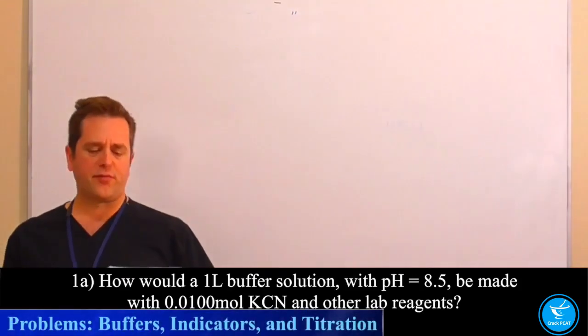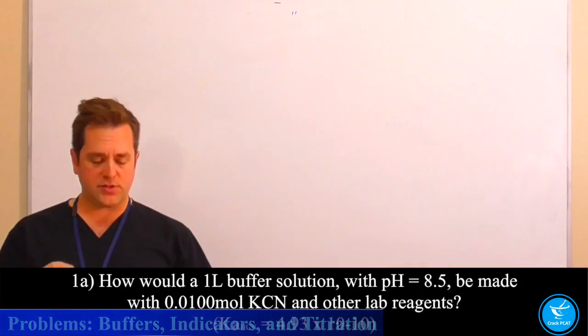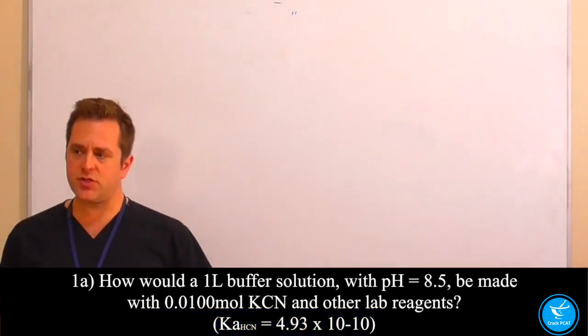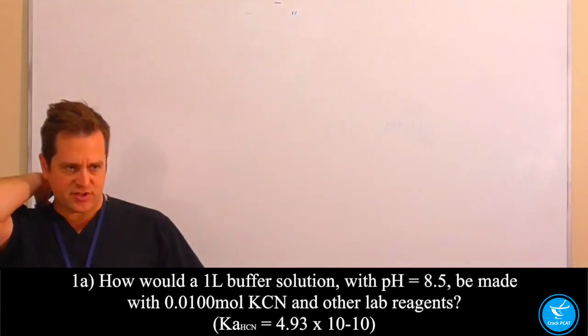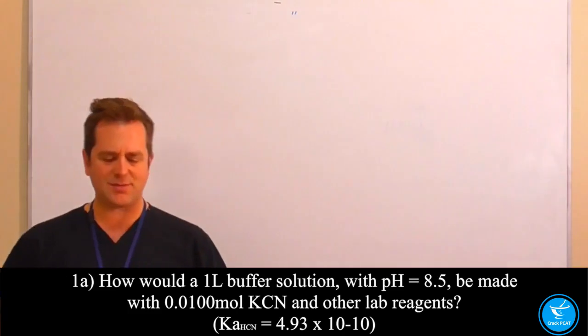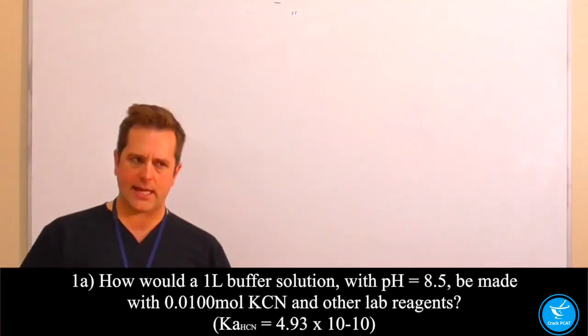How would a 1 liter buffer solution with a pH of 8.5 be made with 0.0100 mole potassium cyanide and other lab reagents? And then we're given an acid dissociation or acid ionization constant, which is 4.93 times 10 to the negative 10. Again, that's of hydrocyanic acid.